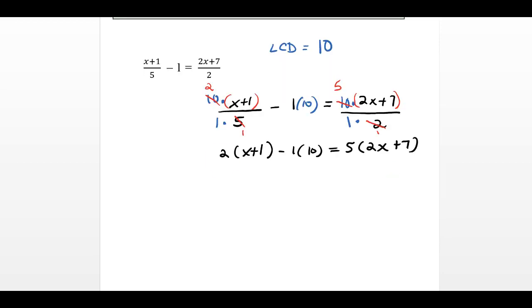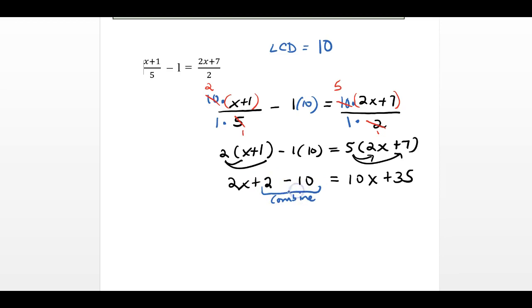Now we can finish multiplying. So using the distributive property, we distribute 2 times x is 2x, and 2 times a positive 1 is plus 2. Again, 1 times 10 is just 10, so minus 10 comes down. And using the distributive property again, 5 times 2x is 10x, and 5 times 7 is 35. We can finish solving from here, making sure that we first combine like terms, and of course we're just combining the 2 minus 10 in order to simplify the left side of the equation. So that leaves 2x minus 8 equals 10x plus 35.